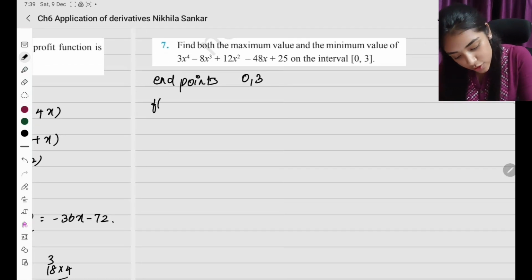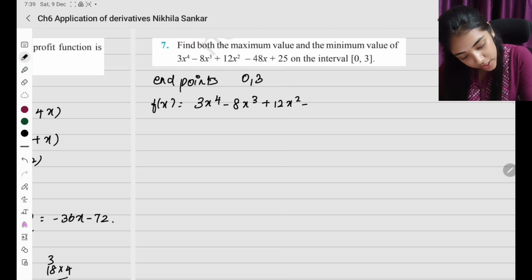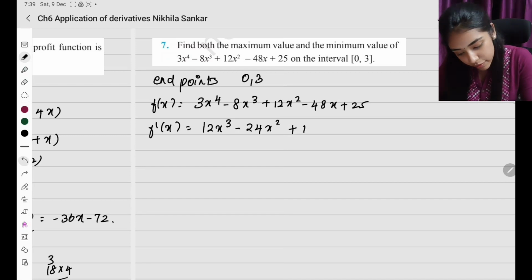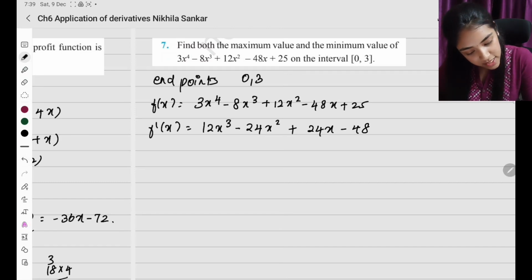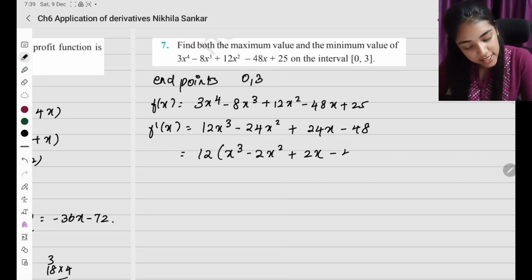And my f of x is also given, which is going to be 3x power 4 minus 8x cube plus 12x square minus 48x plus 25. I need to find my first derivative, which is 12x cube minus 24x square plus 24x minus 48. When I take 12 common, next x cube minus 2x square plus 2x minus 4.